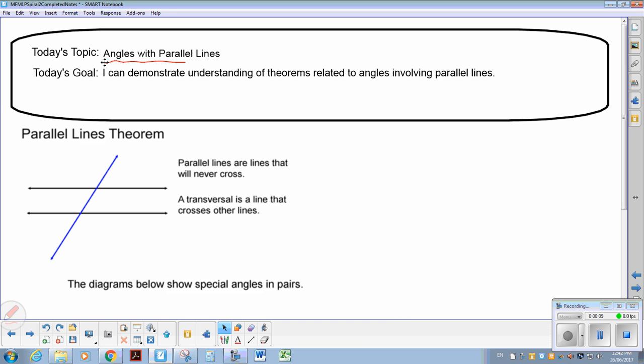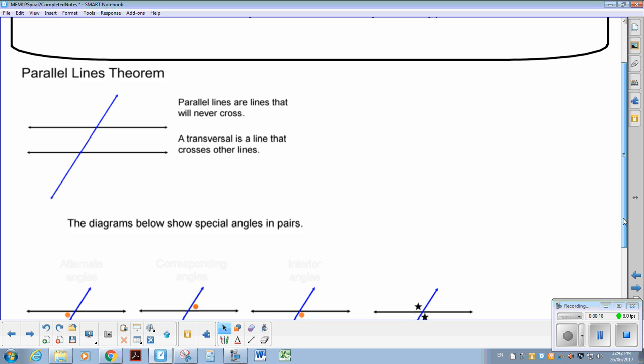Alright, what we want to be able to do is understand the theorems related to angles involving parallel lines. So with parallel lines, basically we have a transversal. Transversal is a fancy word for a line that crosses two parallel lines. So these two lines are parallel. Parallel lines are lines that will never ever cross. And a transversal is a line that just crosses those lines. So there we are. That's your terminology.